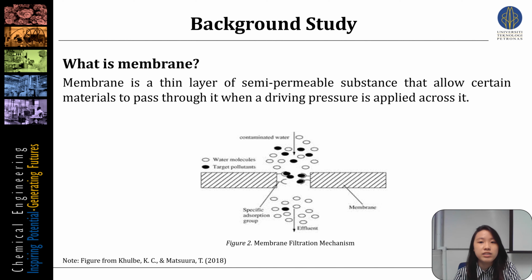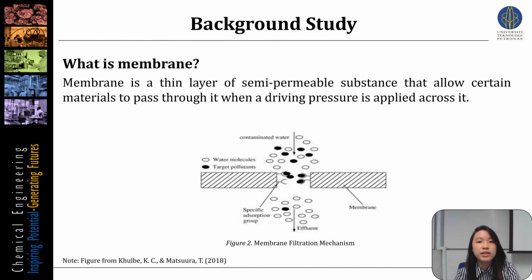Membrane is a thin layer of semi-permeable substance that allows certain materials to pass through it when a drawing pressure is applied across it. It is capable of removing suspended solid, organic compounds, and inorganic contaminants such as heavy metals. Depending on the size of the particle that can be retained, various types of membrane filtration such as ultrafiltration, nanofiltration, and reverse osmosis can be employed for heavy metal removal from wastewater.